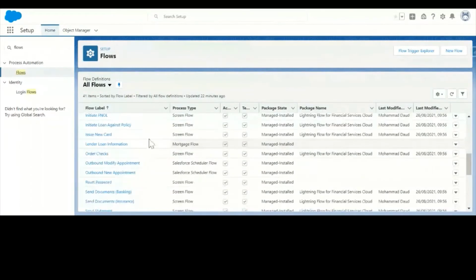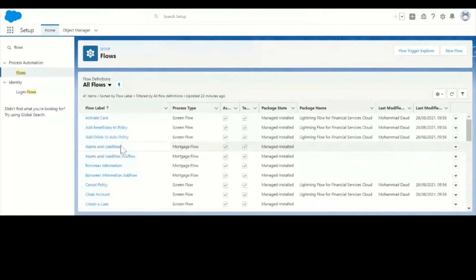So the customers can order checkbooks and various kinds of self-service activities for the customers. It has these flows. As I said, it comes pre-built, but it is also possible to develop your own flow and publish it in the Experience Cloud.